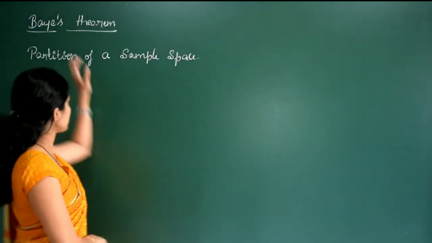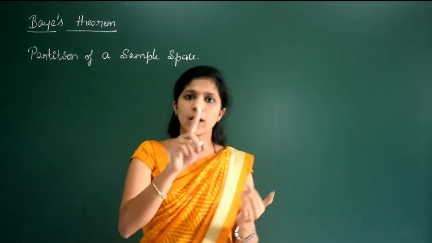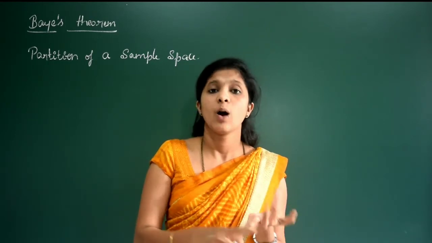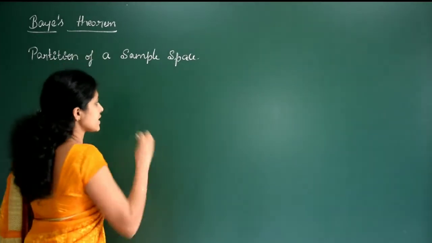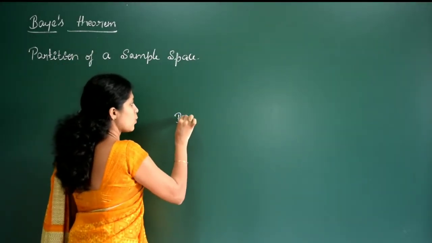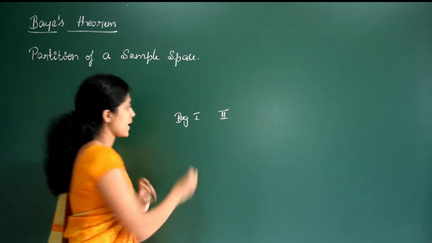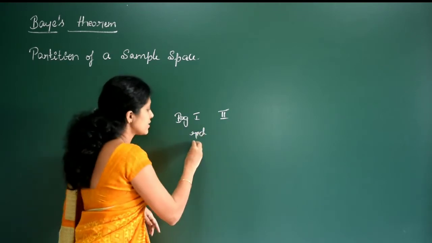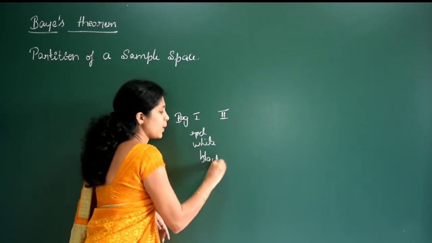Come to the next concept, that is Bayes theorem. So far we have solved problems based on one event. That means either it may be throwing a die or tossing a coin or drawing a card. Those problems we have solved. But suppose there is more than one event. Let me consider there are two bags, bag 1 and bag 2. In these bags there are balls of three colors: red, white and black.